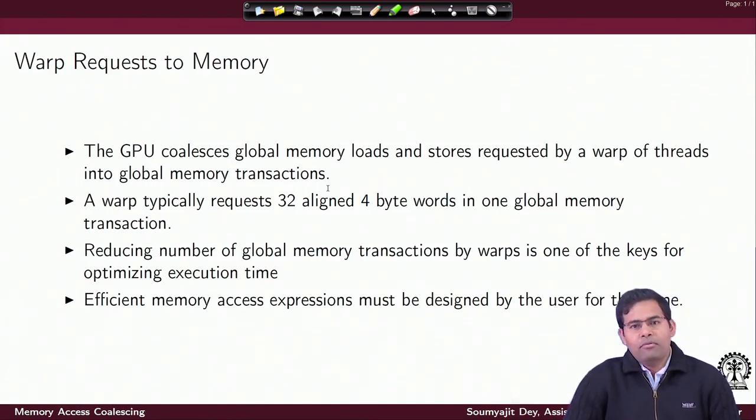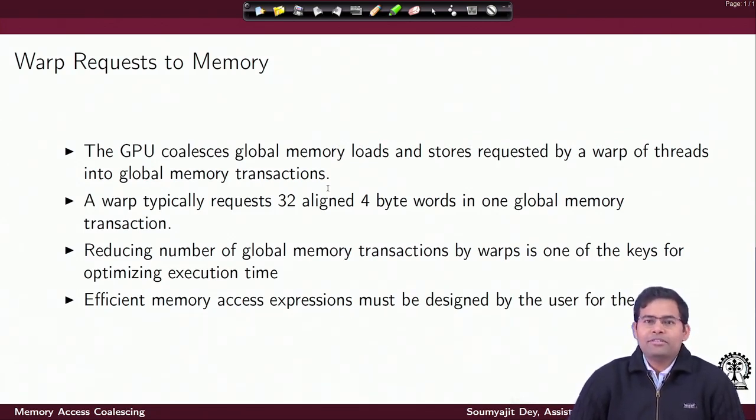So, a global memory transaction is essentially a transaction in which from the global memory you can bring 32 cross 4 number of consecutive bytes from the global memory. So, that is the width of a global memory transaction. When you are accessing the DRAM chip, definitely this is how the hardware is optimized.